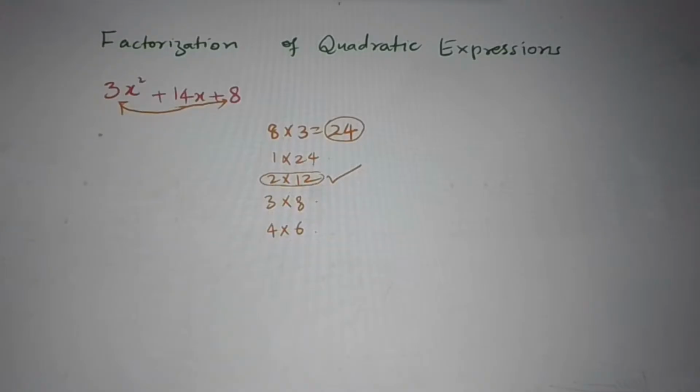So how can we utilize it here? 3x squared plus 14x can be written as 2x plus 12x, plus 8. No matter if you write 12 first or 2 first, that doesn't make any difference, right? So 3x squared plus, now we expand the bracket, it makes 2x plus 12x plus 8.